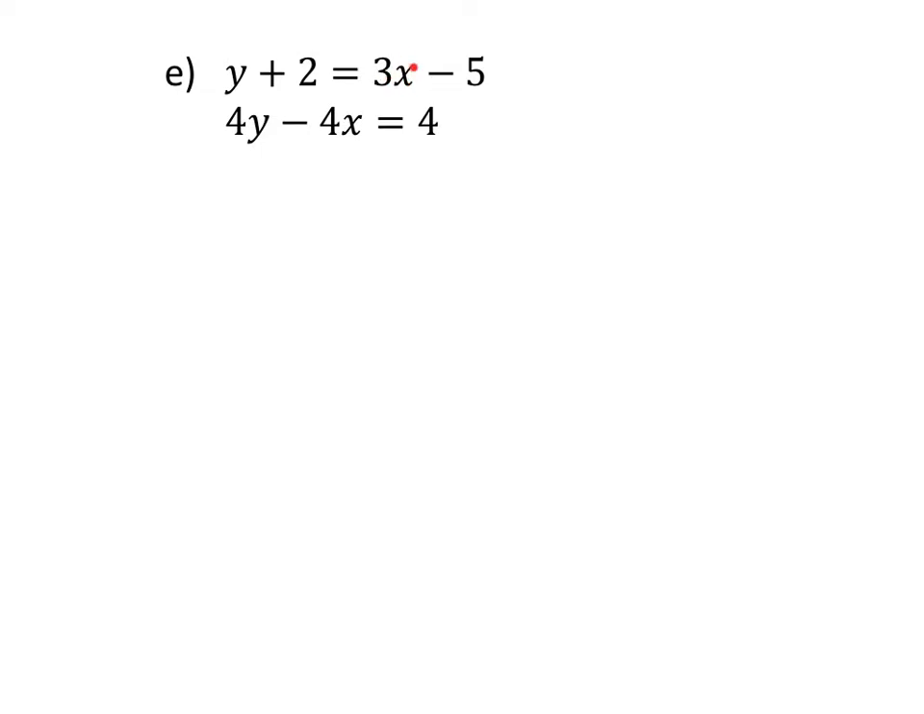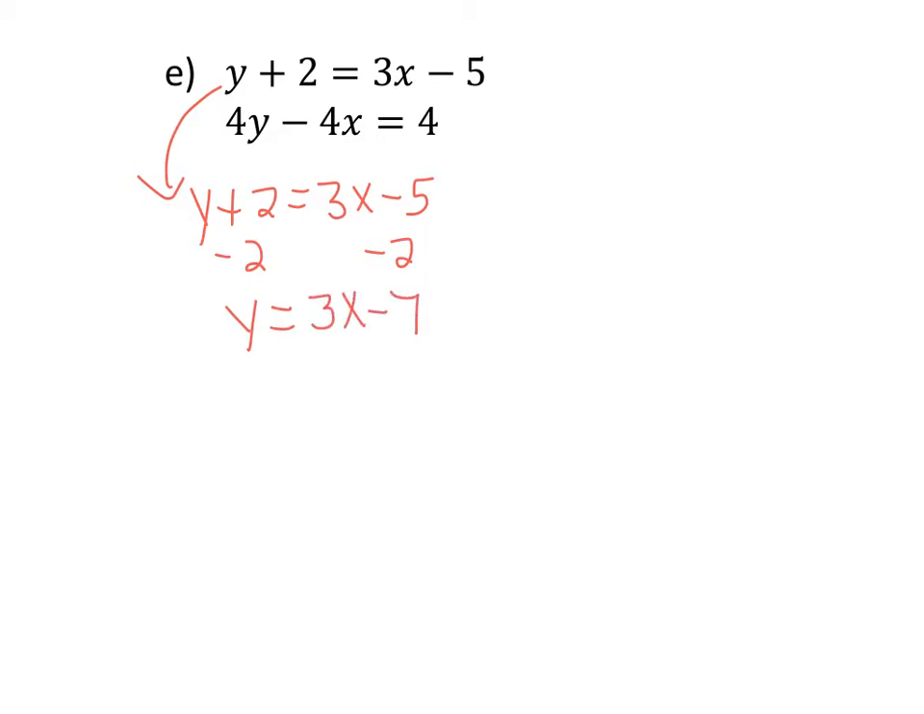I could solve it for x, but again, because of that coefficient, I know I would eventually have to divide everything by that coefficient to get x by itself. So let's take the first equation, y plus 2 equals 3x minus 5, and I want to solve for y. I'm going to go ahead and subtract 2 from both sides. I get y equals 3x minus 7. Now I have an equation that is set equal to y. I can take what y represents and plug it into my second equation.